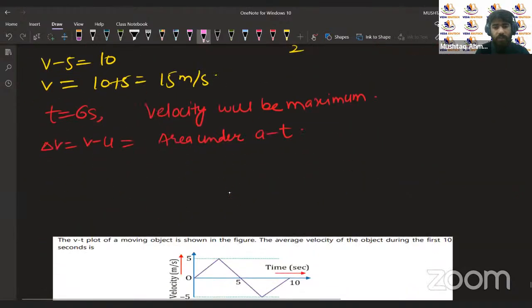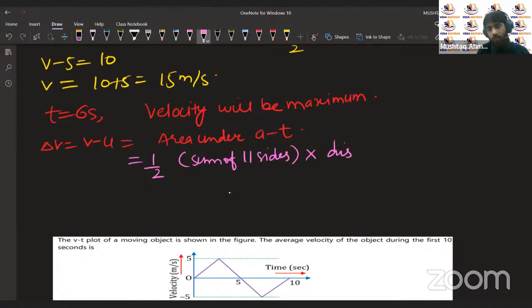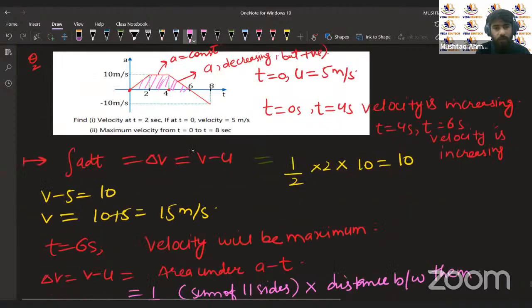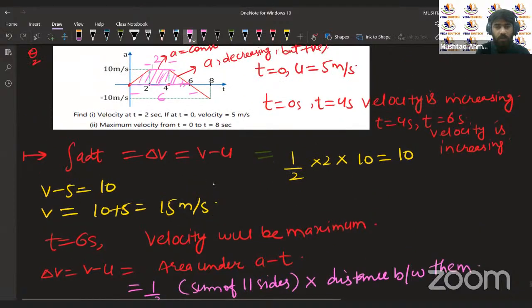And we know the area of a trapezium is half of the sum of parallel sides into the distance between them. In this trapezium between 0 to 6 seconds, the parallel sides are this side and this side. The length of this side is 6 and the length of this side is 2. So the sum of parallel sides is 6 plus 2, that's equal to 8, and the distance between these parallel sides is equal to 10.